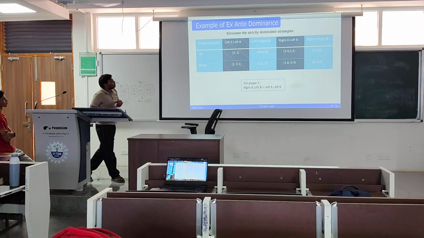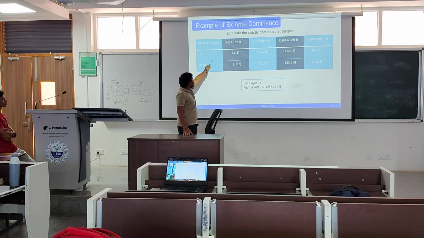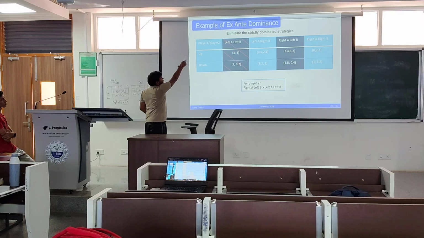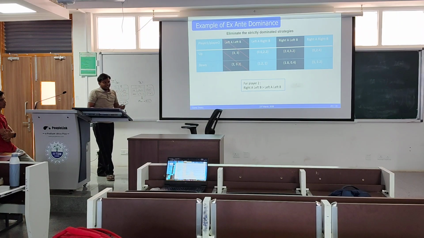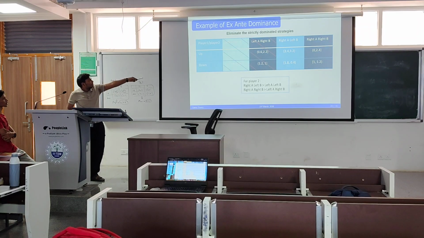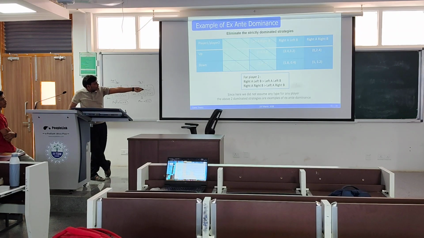Now in this bigger matrix we will find out which is our dominated strategy. So we can say that left A, left B is strictly dominated by right A, left B. So this type of dominance is ex-ante dominated strategy. And left A, right B is also strictly dominated by right A, right B. So these two are examples of ex-ante dominated strategies.